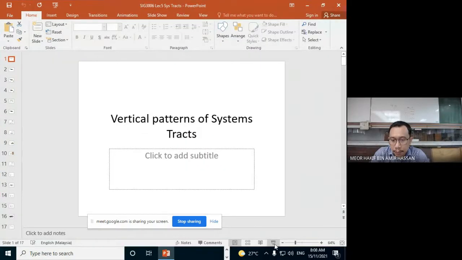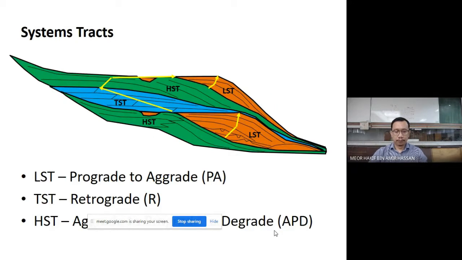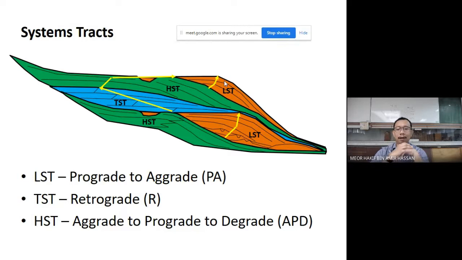Today we're going to look at the vertical patterns of systems tracts. So this is a cartoon model of sequences. You have a highstand systems tract here, HST, green, and it's overlain by an LST. So you have a sequence boundary here, followed by a TST and then another HST. And then you have another sequence boundary here, and that's going to be a single sequence.